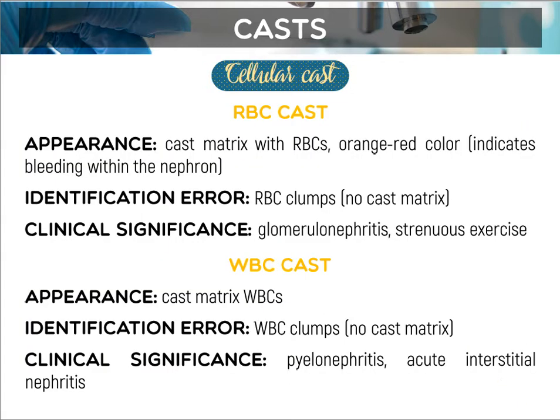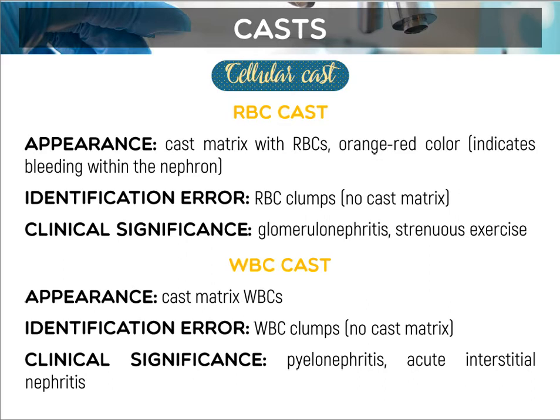Okay, next we have your RBC cast. So, RBC cast, its appearance is of course, cast matrix with RBCs. Pwede orange-red color indicates bleeding within the nephron. So, RBC cast, specific for bleeding in the nephron. Identification error, RBC clumps. Makita nimo mga clumps dito na RBC, pero walay cast matrix ang atong RBC clumps. Clinical significance, glomerulonephritis or your strenuous exercise. Stress and exercise: hyaline, RBC, granular cast.